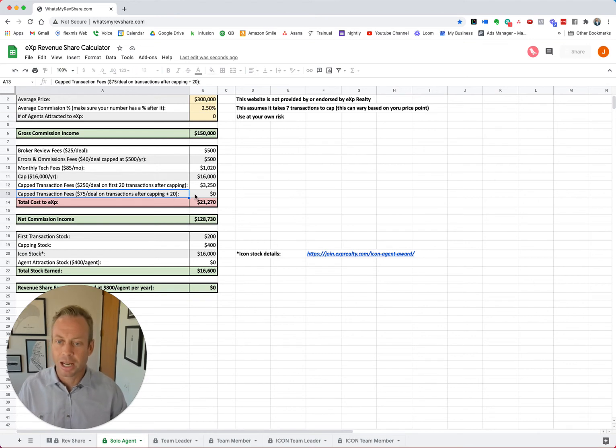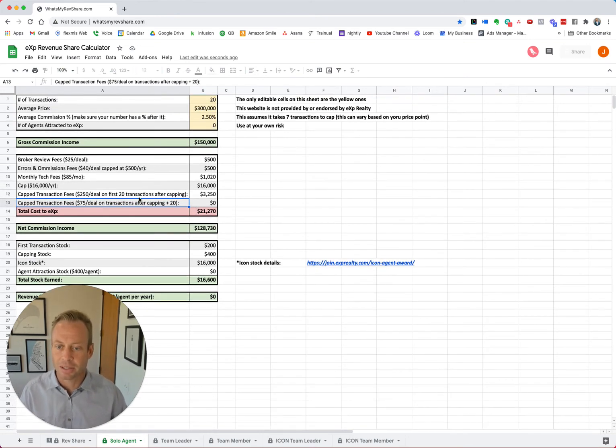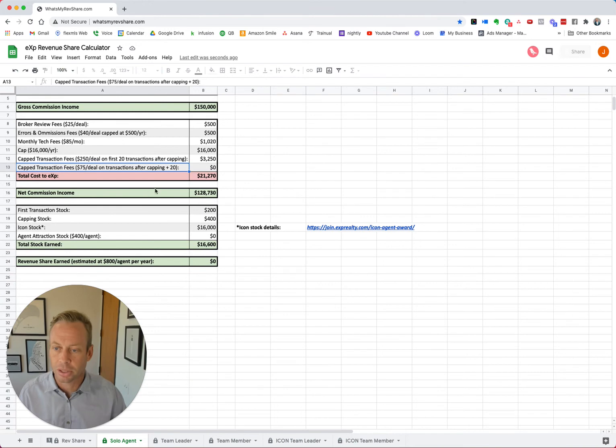So you can kind of plug all this in and see how it all looks. Here's your total cost to EXP, and then here's income. So you do have some of these that you're going to automatically get. Your first transaction, you get $200 worth of stock. That stock doesn't vest right away. It takes 3 years for you to be able to actually sell that stock. But the good news is the stock is like on a tear, so you'll probably be a lot better off than the $200 3 years from now.